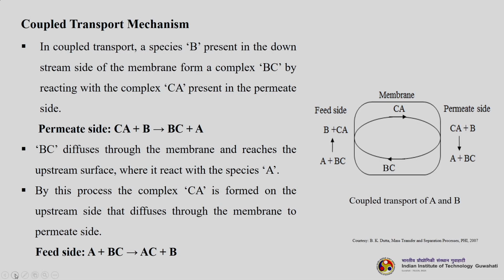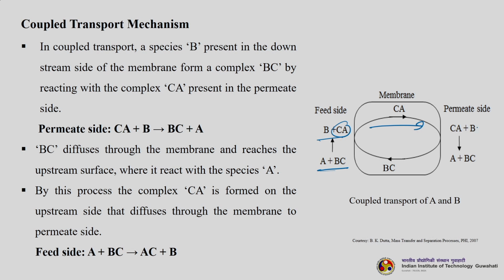So, let us now understand the coupled transport mechanism. In coupled transport, a species B present on the downstream side of the membrane forms a complex BC by reacting with the complex CA present on the permeate side. So, you can see that A plus BC, this is the reaction, A plus BC is giving you B plus CA. So, the CA is getting transported across the length of the membrane.